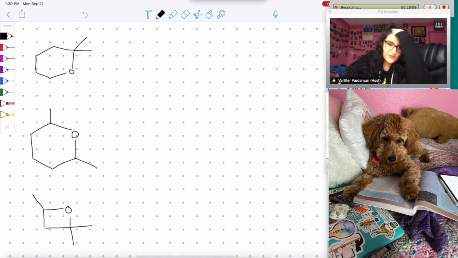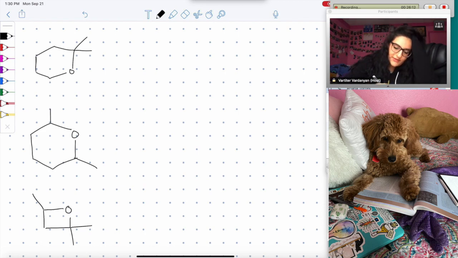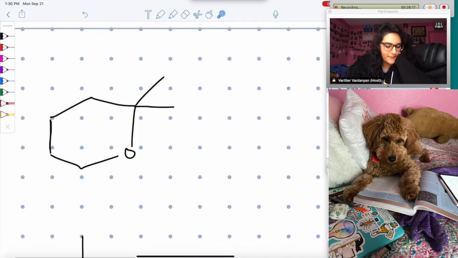All right, so I gave you 3 examples here. First thing I want you guys to do is let me know for this first example, the carbon that I have pointed to in pink, what do you think it is? Primary, secondary, or tertiary? Tertiary, exactly. And the reason we call that tertiary is because it is attached to 1, 2, 3 carbon groups.